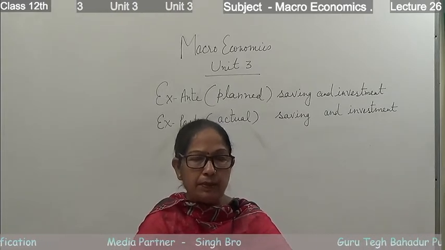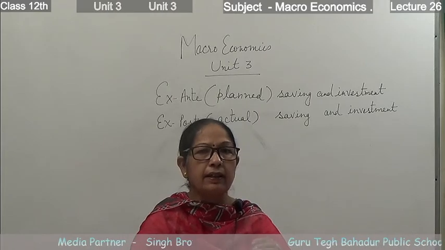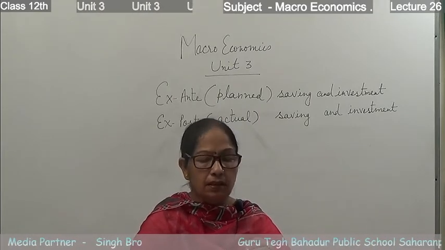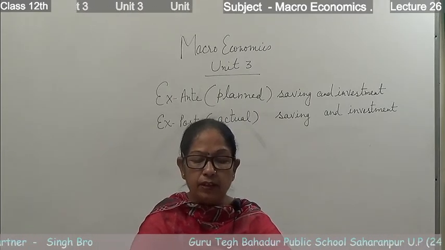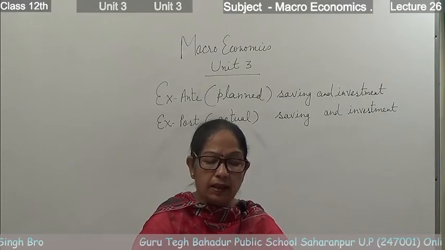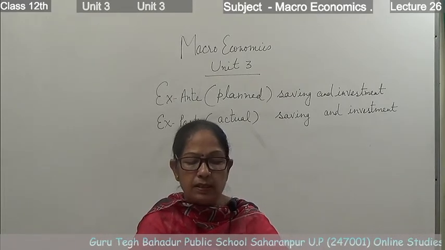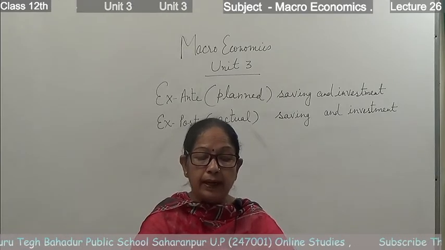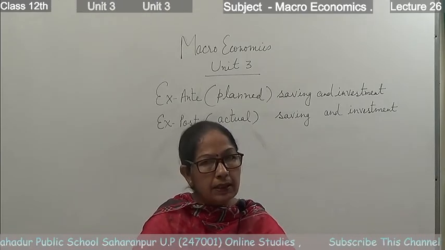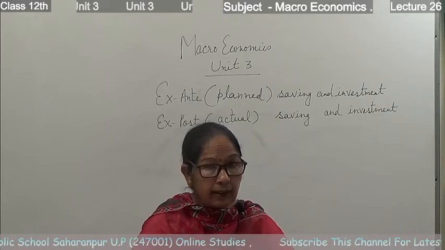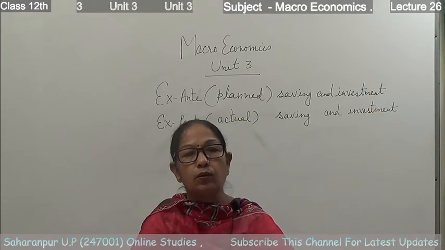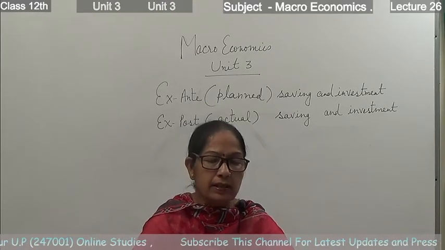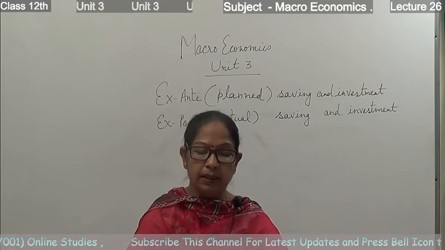Whatever aggregate supply is, that is converted into income by accounting its market value. So aggregate supply is equal to consumption plus saving. AS is equal to C plus S. And equilibrium level of income is determined at the level where AD is equal to AS. Aggregate supply is equal to aggregate demand.